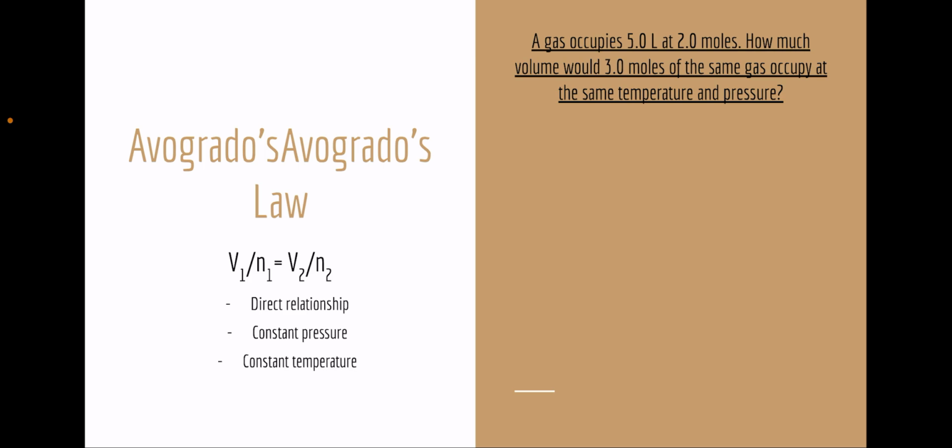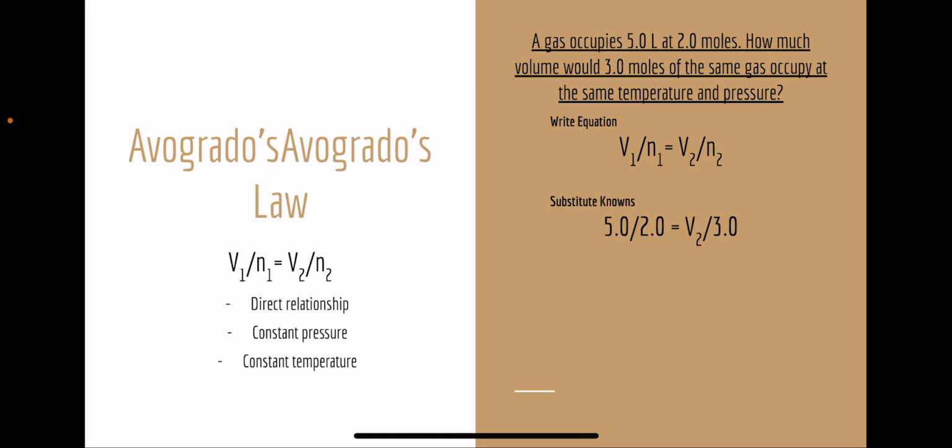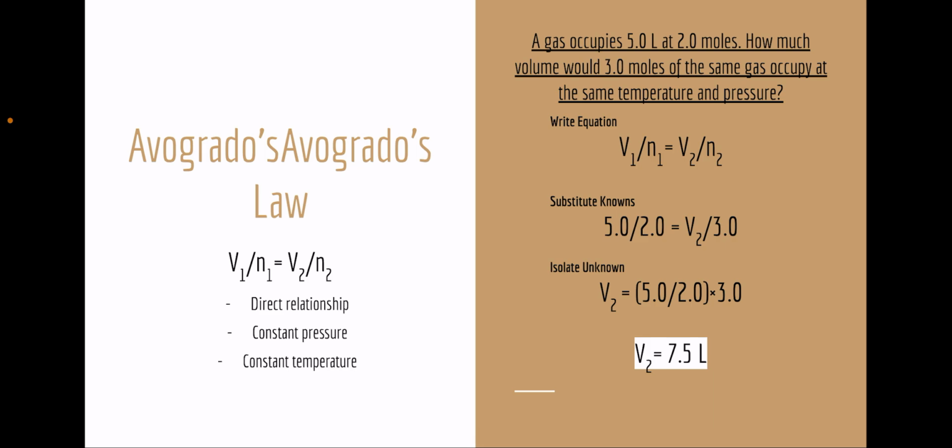So again, the first step is to write the equation, then substitute what is known, which is the 5 liters over the 2 moles is equal to the unknown volume that we're solving for over its 3 moles. Isolate the unknown, which is by moving the 3 over, and finally we reach our final volume, which is, as expected, greater than the initial volume of 5 liters. This is because the number of particles or moles has increased.